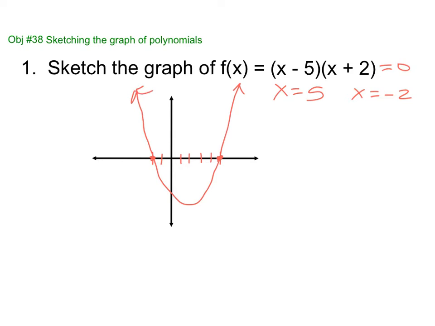If I wanted to go a little farther, I could find the vertex halfway between 5 and -2. That would be 3 halves, so 1.5, and then plug in. But this is really all I was looking for, right? So it's upward facing. There's no negatives in front, and my roots are 5 and -2.